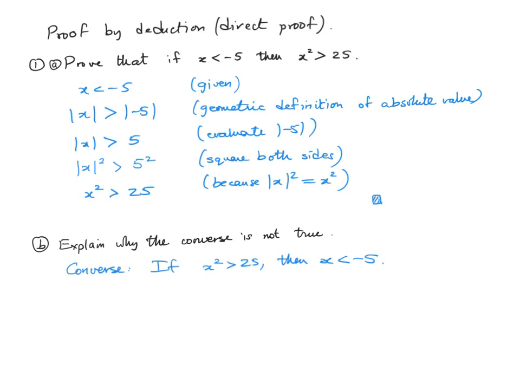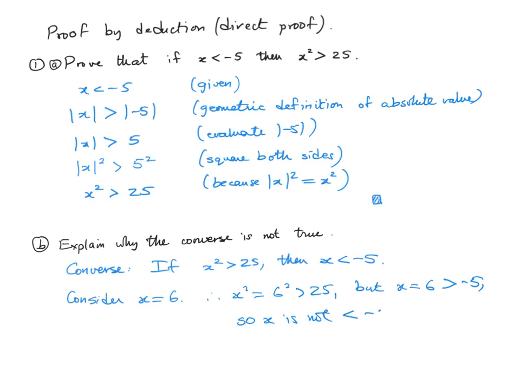So consider x equals 6. Therefore, x squared is 6 squared, which is greater than 25. But x, which is equal to 6, is greater than negative 5. So x is not less than negative 5. So that's why the converse is not true. And again, I can end with a little celebration box.